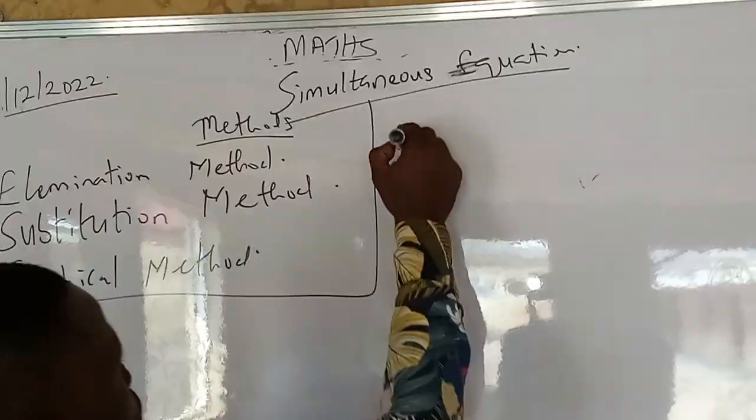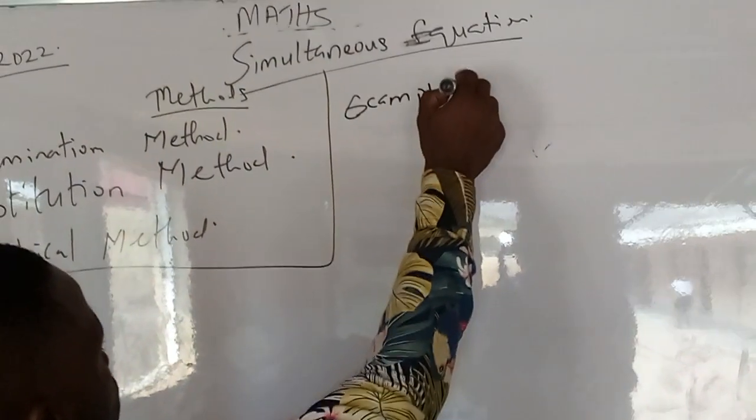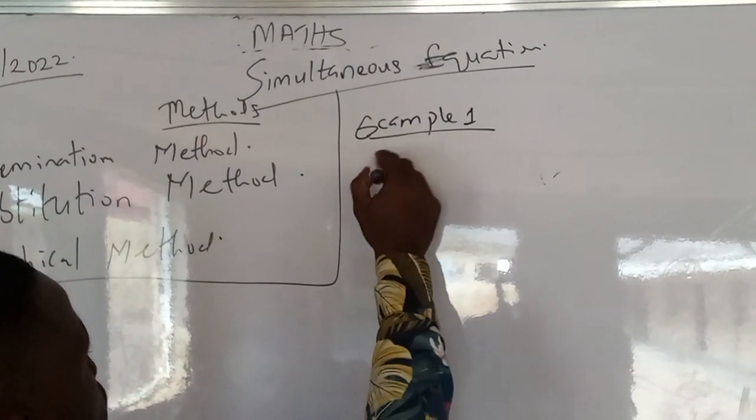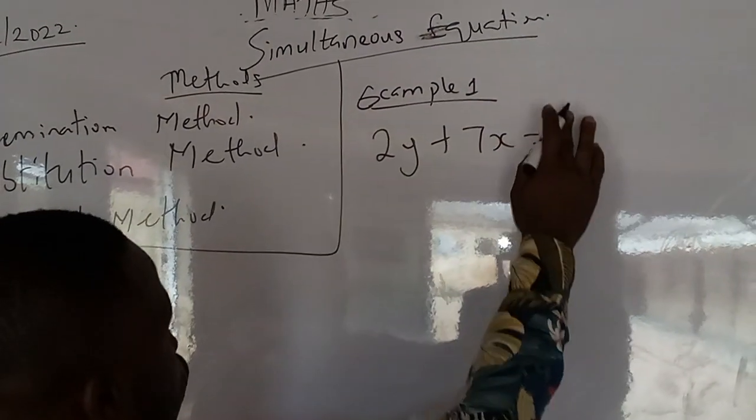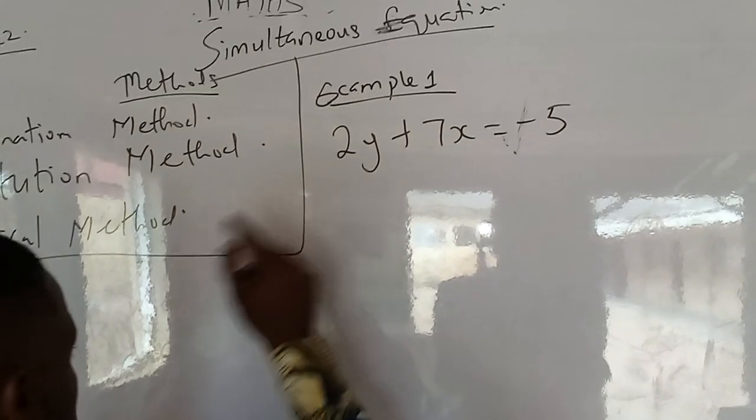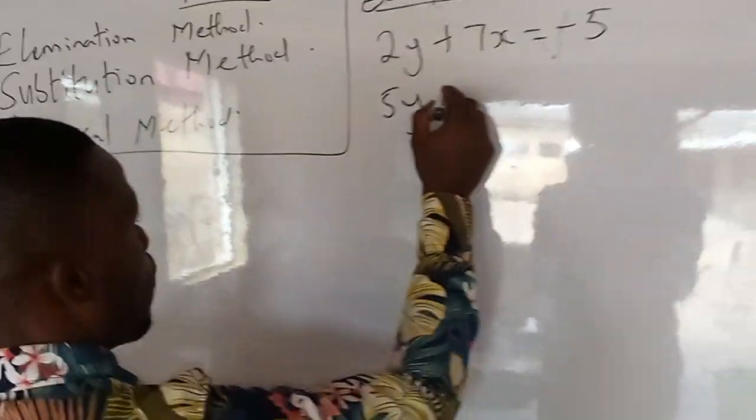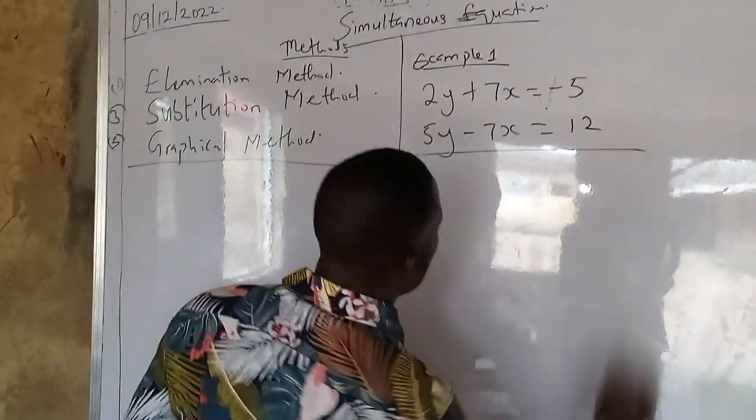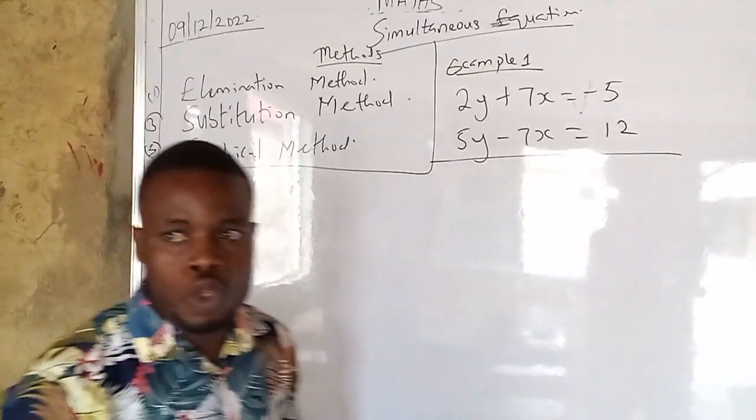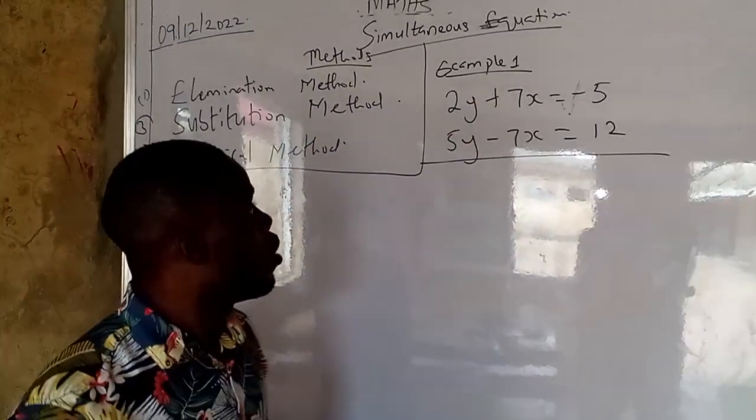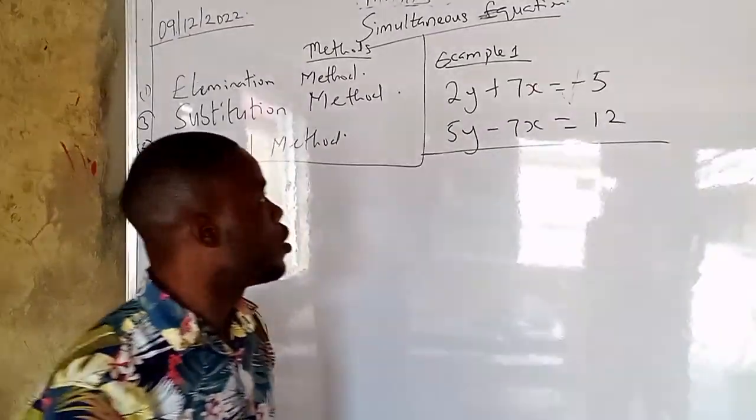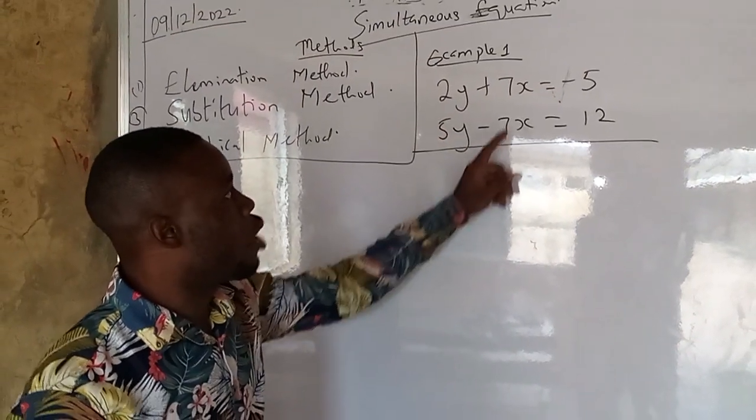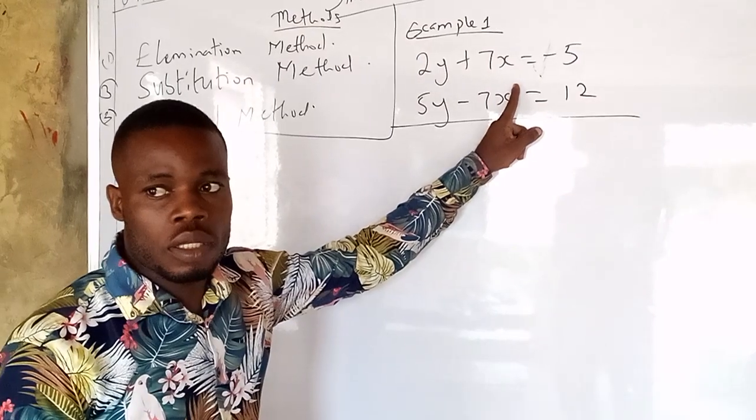Example 1. 2y plus 7x equals to minus 5, and 5y minus 7x equals to 12. So in elimination method, we have two different variables. One of the variables would be eliminated.